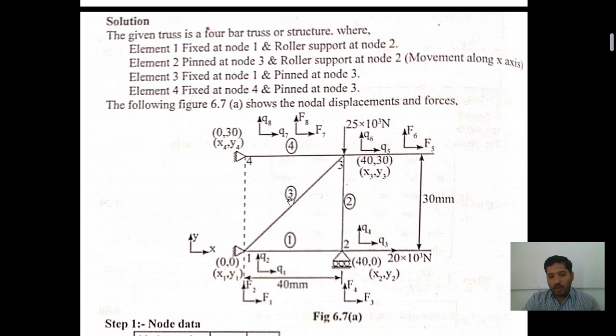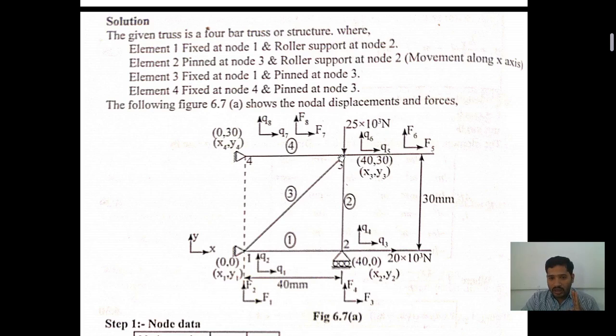Okay, come to element 3. Joining the third node to the first node forms the third element. So the third node is pinned at point 3 and fixed at point 1. Come to element number 4. So element number 4 is, how is it?